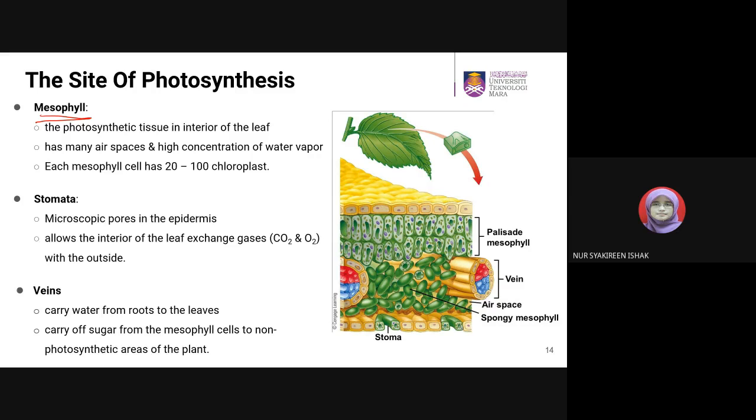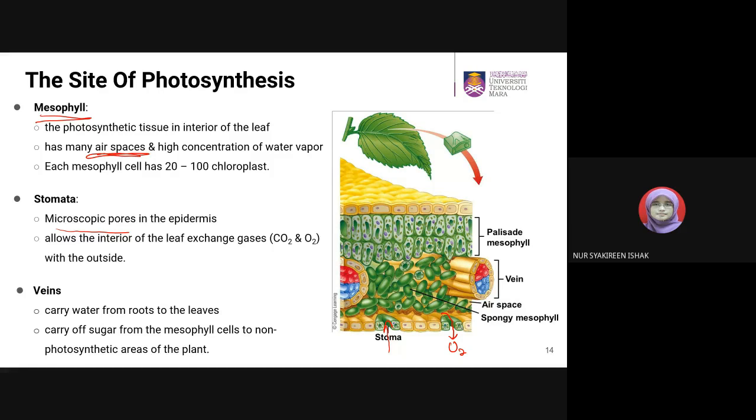Okay, and within the mesophyll cells there are many air spaces. So kat sini yang dia akan accumulate carbon dioxide. So the carbon dioxide will enter the leaf through the stomata, and then the byproduct of photosynthesis, which is oxygen, will also be released from the stomata. Okay. So what are stomata? They are microscopic pores in the epidermis of leaf, allows the interior of the leaf to exchange gas lah, which is carbon dioxide and also oxygen.